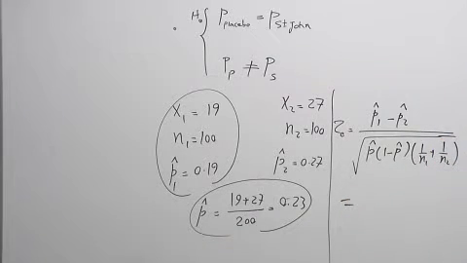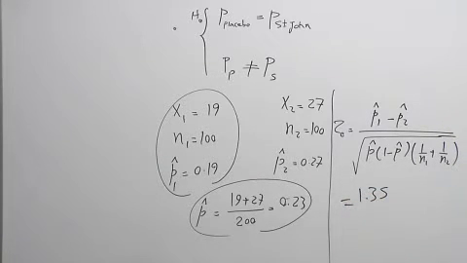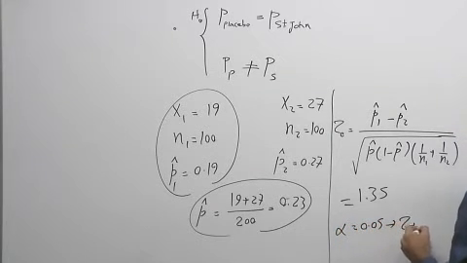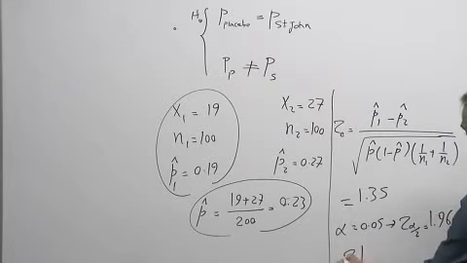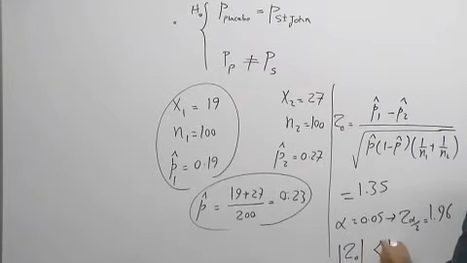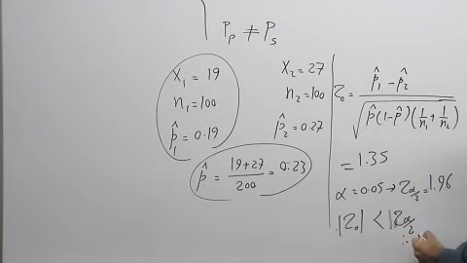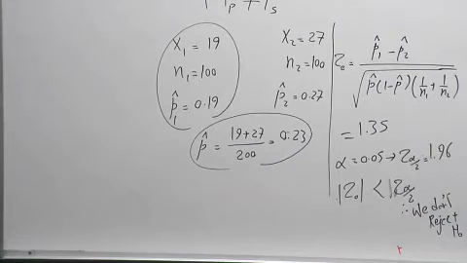And if we calculate this, that would be 1.35. So alpha is 0.05. So Z alpha over 2 is what? 1.96. So the absolute value of Z0 is less than Z of alpha over 2. Therefore, we do not reject H null. There is no difference between these two.